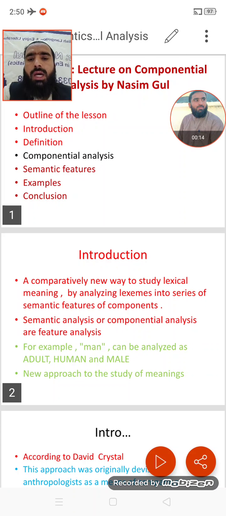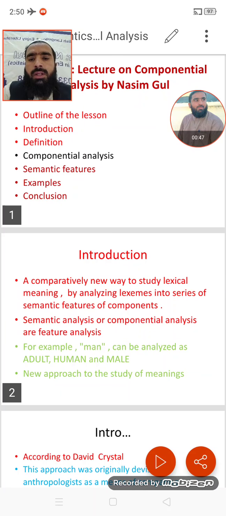First of all, I'll give you the outline of the lesson. In this lesson we will introduce the topic: what is componential analysis. We will define it, we will study semantic features of words with examples, and at the end I'll give you the conclusion. Okay, so dear students, as we know, in semantics we are studying meanings of words from different angles, from different perspectives.